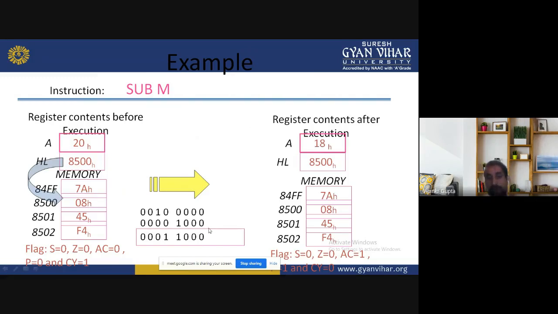Now I will check the flag register. What is the flag value? Auxiliary carry will be changed because we are taking one borrow here. The number of ones is 2, so the parity flag is also 1. And we are not taking any borrow outside the subtraction, so the carry flag is 0. That is the meaning of these things.